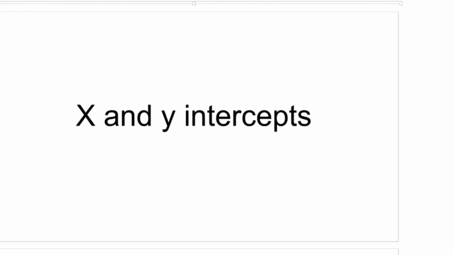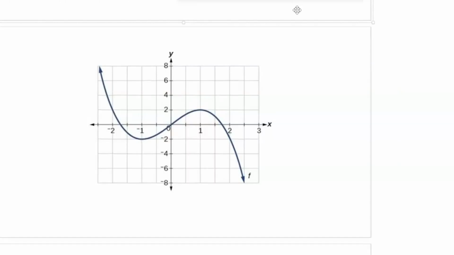Now I'll talk about x and y intercepts. So x and y intercepts are where the graph crosses the x and y axes. So on this one, let's look at the x's first. So here's our x-axis. So you look at all of the places where the graph crosses the x-axis. So we have one right here, we have one right here, and we have one right here.